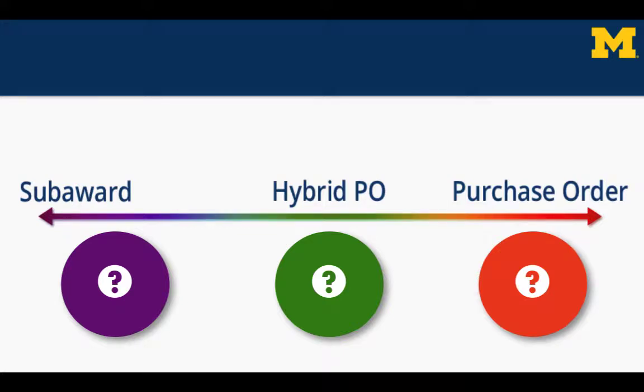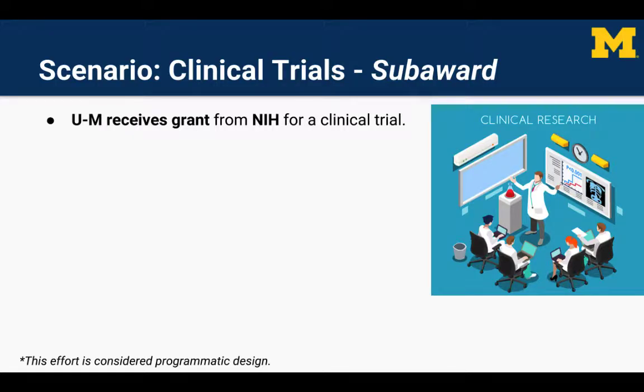To fully understand how to determine the difference between a subrecipient and contractor, let's discuss real examples that occurred at U of M. We contrast subrecipient and contractor relationships within a clinical trial project. Let's imagine that Michigan received a grant from the National Institutes of Health to conduct a clinical trial.